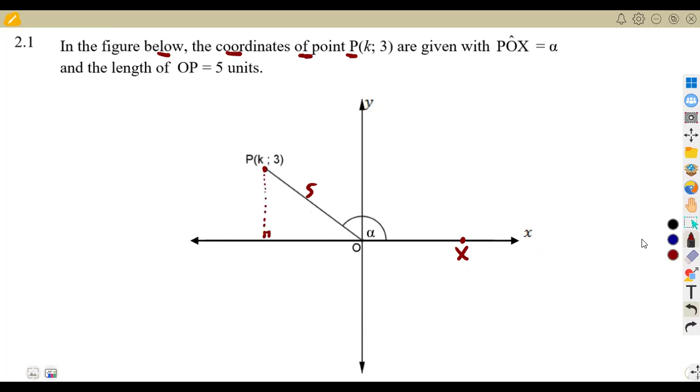And we understand that from the point P, which is (K, 3), we've got the X value and the Y value. The X value is for the X axis, which is this K here, representing the X value. The 3 is for the Y, representing the Y values on the vertical line. So this is the presentation of how our triangle is supposed to be. And as we know, on this side of the x-axis our values are positive, and on this side they are negative.